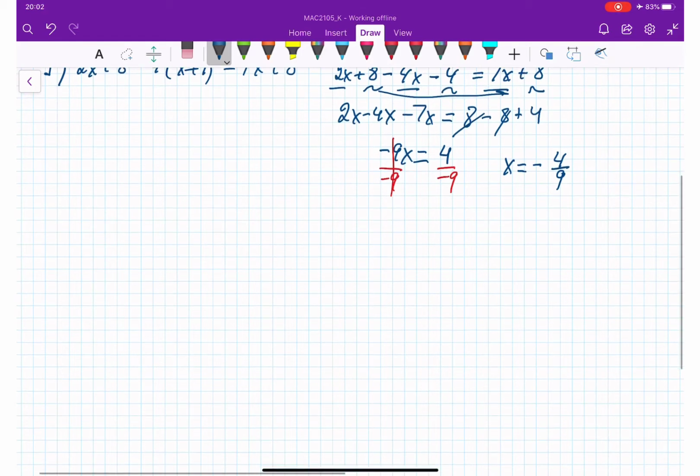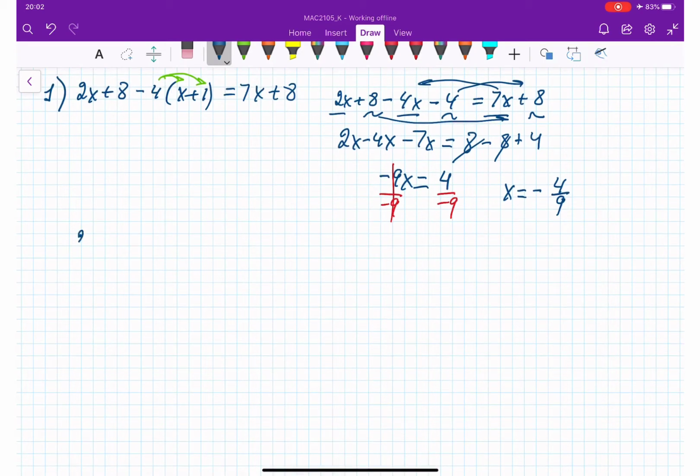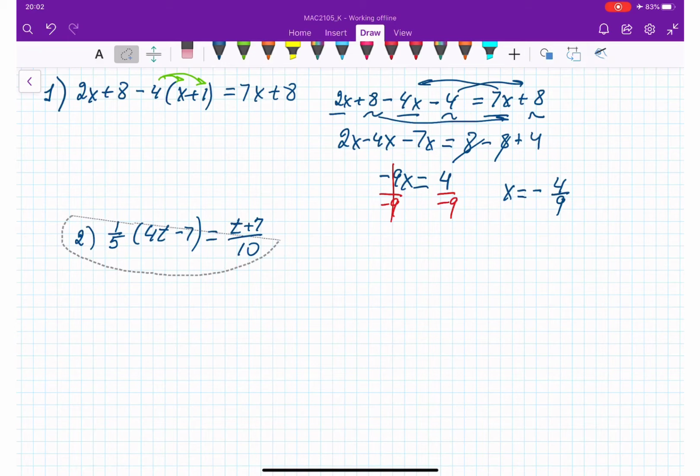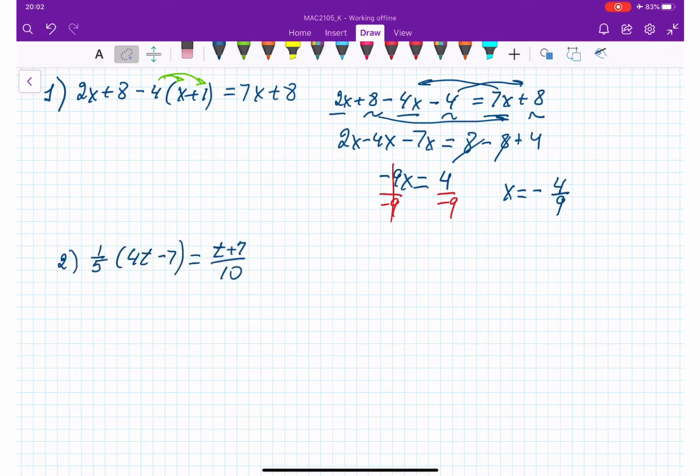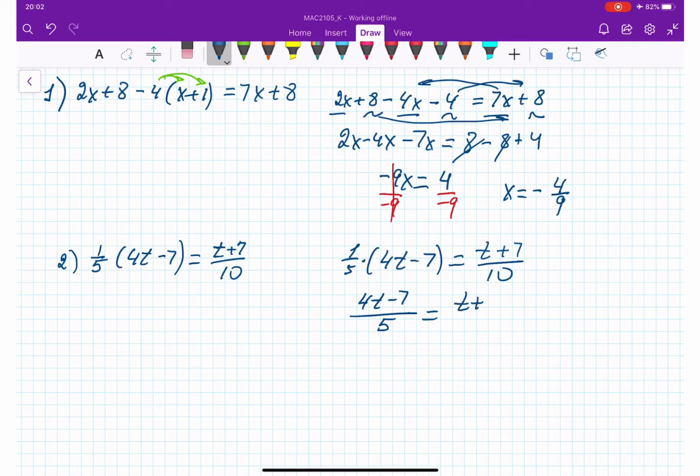Okay, question number 2. One over 5 (4t minus 7) equal (t plus 7) over 10. All right, let's see how we're gonna solve this problem. So 1 over 5, 4t minus 7 equal t plus 7 over 10. So when we multiply 1 over 5 times 4t minus 7, we're going to get 4t minus 7 over 5 is equal t plus 7 over 10.